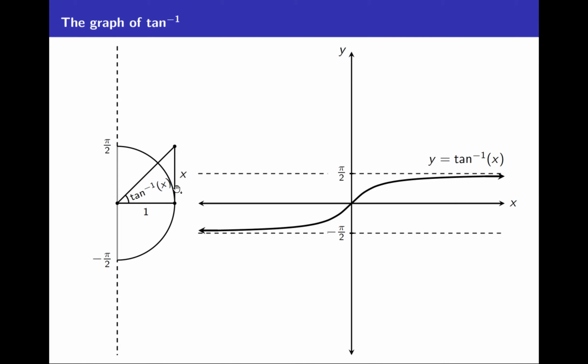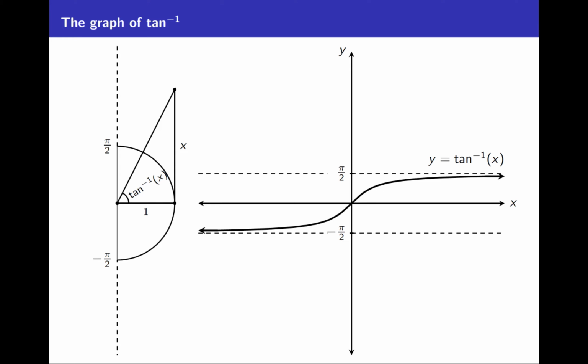Here's our picture of tangent inverse of x. So x is the vertical side. This angle is tangent inverse of x. And notice that if x gets really small, this angle gets closer and closer to 0. And you see that happening here as x gets really small, closer and closer to 0, tangent inverse of x also gets closer and closer to 0. But I want to concentrate on what happens as x gets big in this picture.